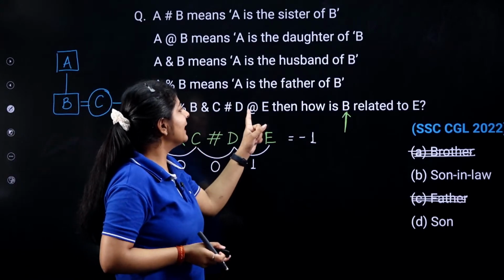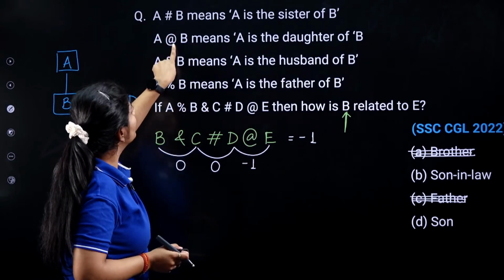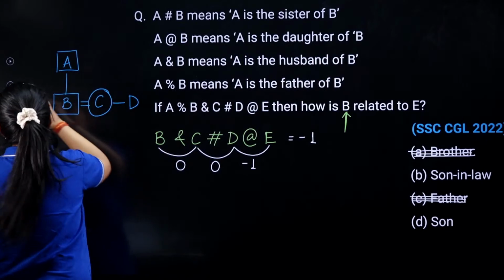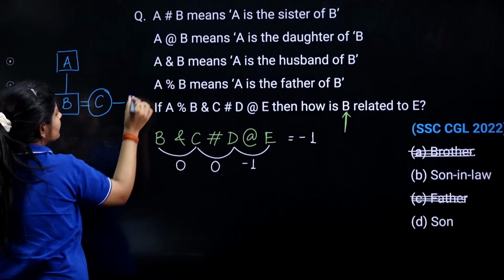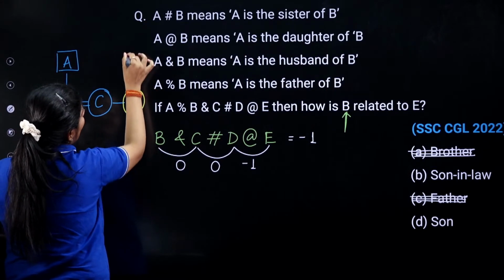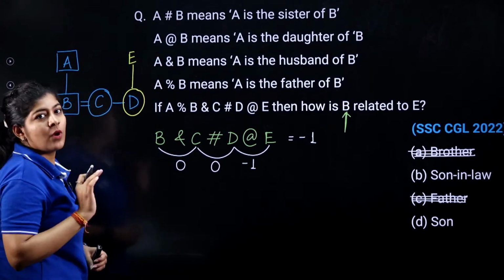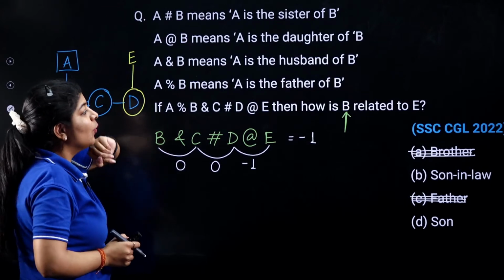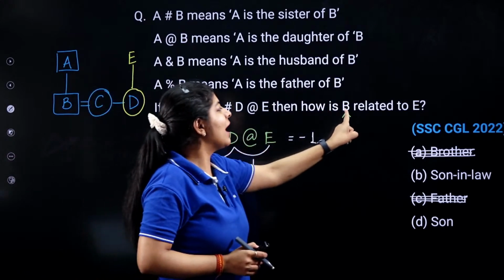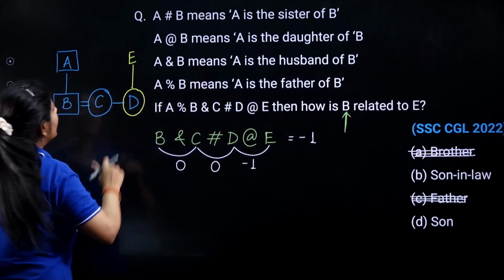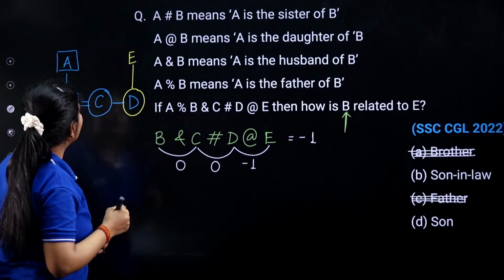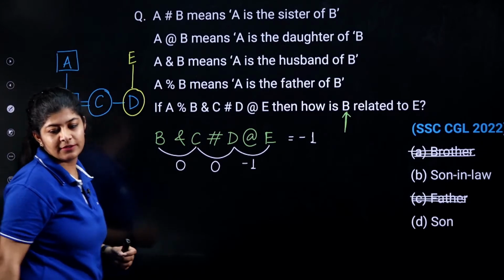Next one. D at the rate E. Where is at the rate? Over here. So D is a daughter of E. This is what we are having. Now again the gender of E is not defined. What we have to determine? We have to determine how B is related to E. Here we are having E and here we are having B. How are we going to determine this particular thing?